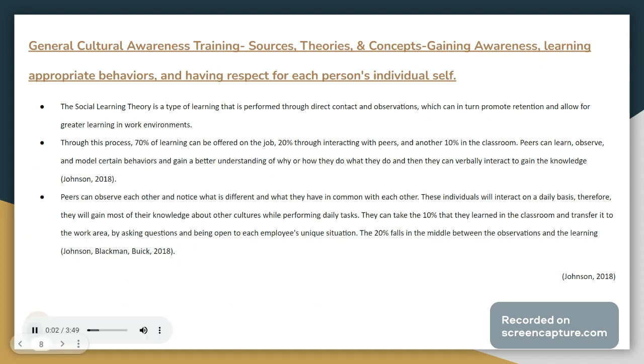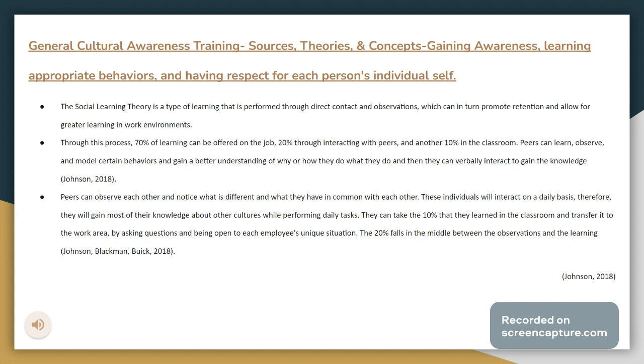Sources, theories, and concepts. Who, when, where, and why. General cultural awareness training. Sources, theories, and concepts. Gaining awareness, learning appropriate behaviors, and having respect for each person's individual self.